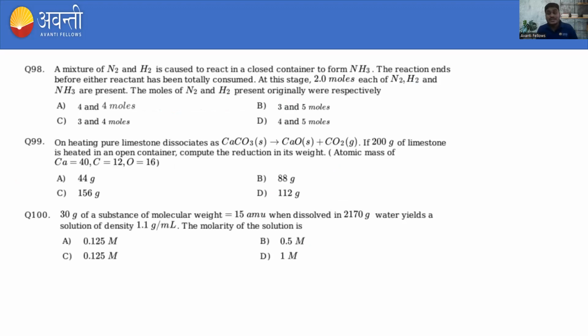Now, the next question is: a mixture of N2 and H2 is caused to react in a closed container to form NH3. The reaction ends before either reactant has been totally consumed. At this stage, 2 moles each of N2, H2 and NH3 are present. The moles of N2 and H2 present originally were respectively? We have to calculate how many moles of these were present originally.